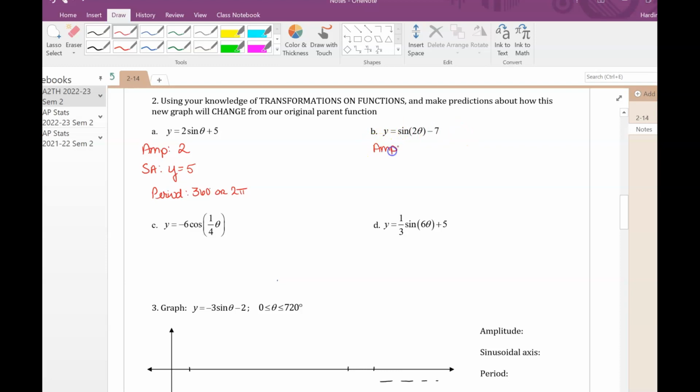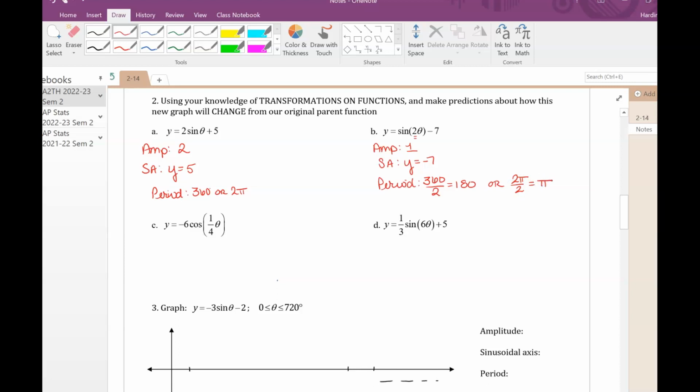This one, the amplitude, there is no vertical stretch, so the amplitude is still 1. The sinusoidal axis is now, we're shifting down 7, so it's at y equals -7. Now the period of the graph, this time this is different. This equation right here has a horizontal shrink by a factor of 2. So it's sort of squishing the sinusoid in closer. So the period of the graph is 360 divided by 2. It's half as big. Or it's 2 pi divided by 2.